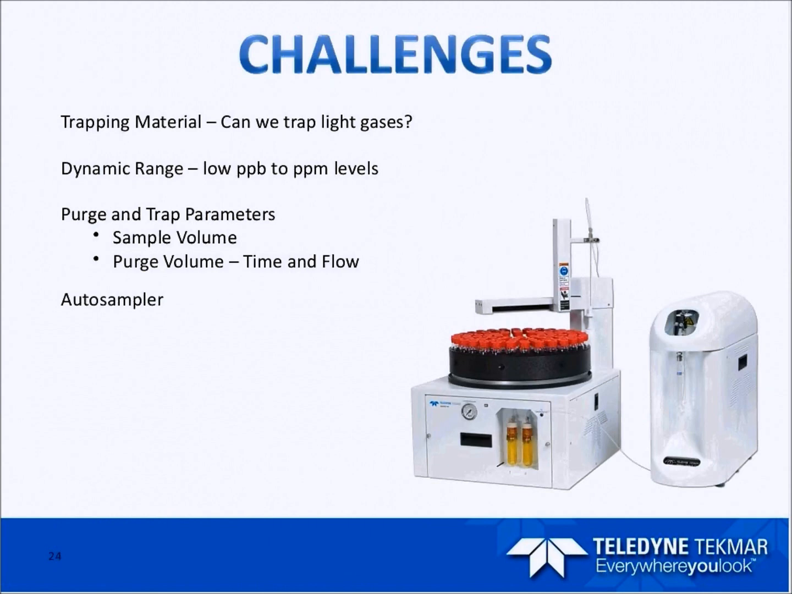And then when you start adding the autosampler, there's a bunch of other conditions you have to account for. We started off with just the purge and trap concentrator to test whether this is viable. Can we do it? And then we have to automate it, or else you're going to be doing it manually, and you might as well just stick to the normal method.